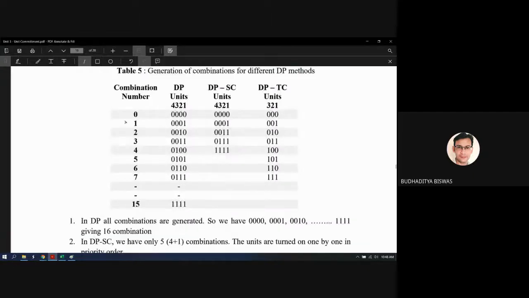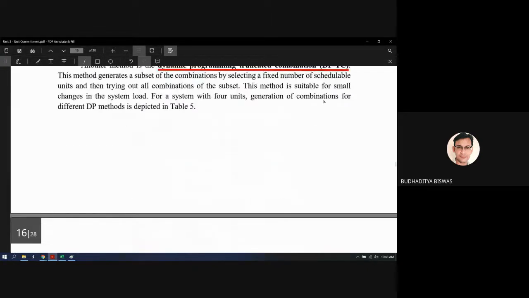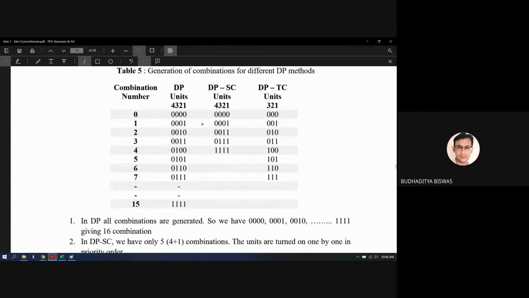Here you see, for a system with 4 units, generation of combinations for different DP methods is depicted in table 5. Like this one, here 4 units are there, and 4 units means how many possible combinations are there? Total 16 possible combinations, 2 to the power 4. So these are the combination numbers 0 to 15. That means total 16 combinations are there, starting from 0, 0, 0, 0 to 1, 1, 1, 1. This is the DP units.